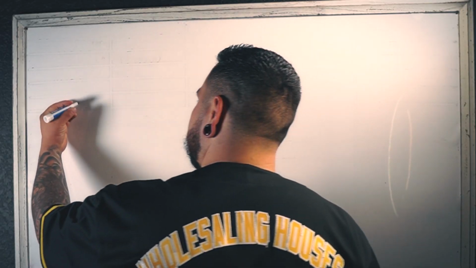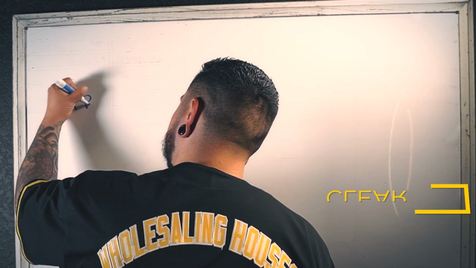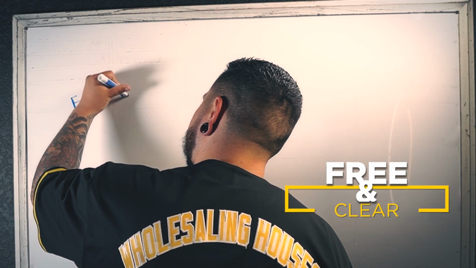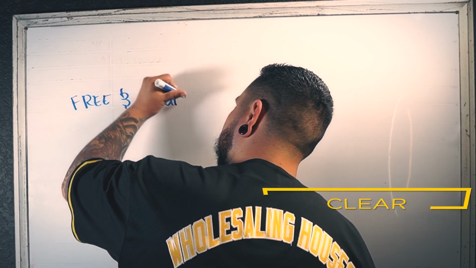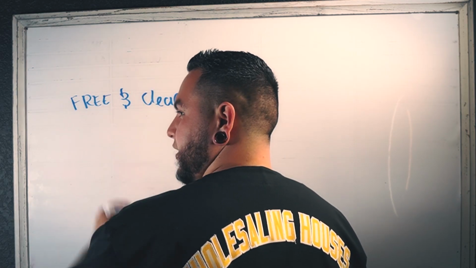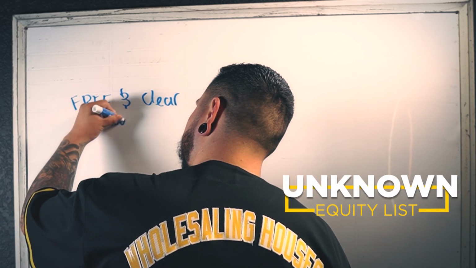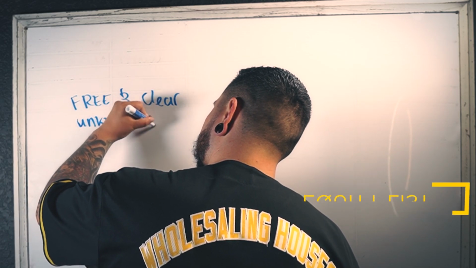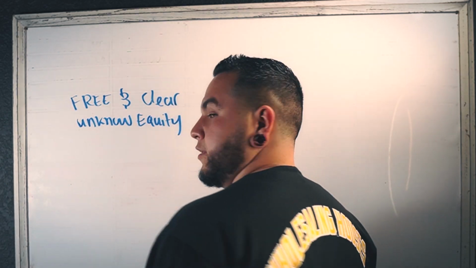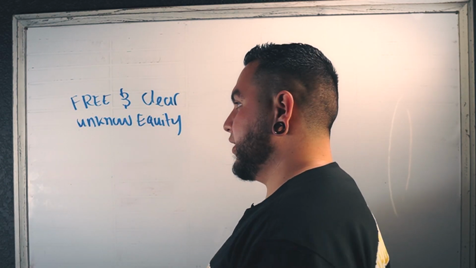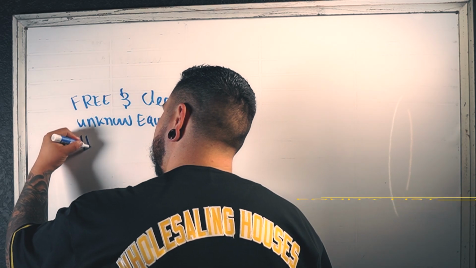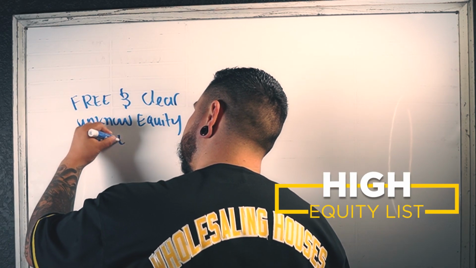So the first list that we're gonna have to pull, guys, is called the free and clear. That's number 1. The second list that we're gonna be pulling, guys, is the unknown equity list. The third list that we're gonna be pulling after this is the high equity list. No filters, guys, none.